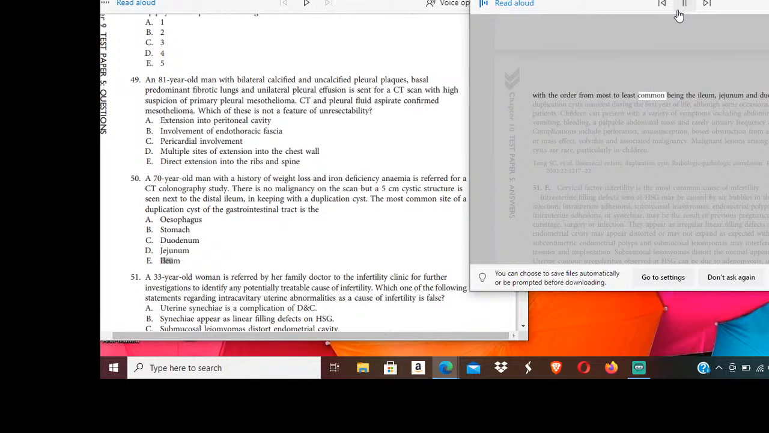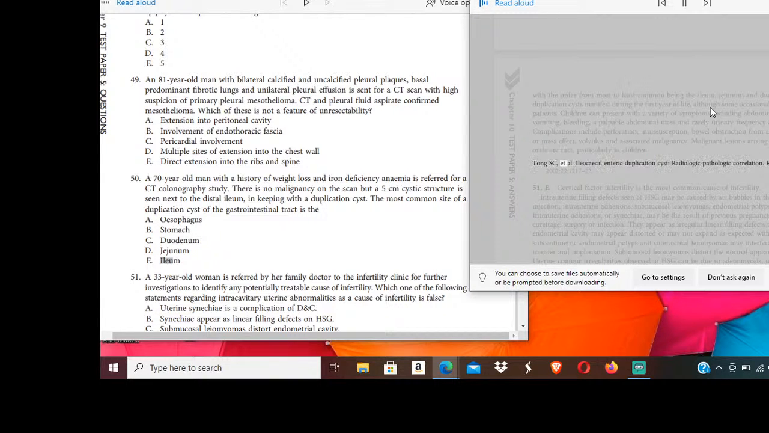With the order from most to least common being the ileum, jejunum, and duodenum. Most duplication cysts manifest during the first year of life, although some occasionally manifest in older patients. Children can present with a variety of symptoms including abdominal distension, vomiting, bleeding, a palpable abdominal mass, and rarely urinary frequency and hesitancy. Complications include perforation, intussusception, bowel obstruction from adjacent pressure or mass effect, volvulus, and associated malignancy. Malignant lesions arising from duplication cysts are rare, particularly in children.